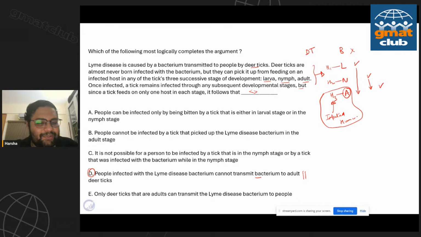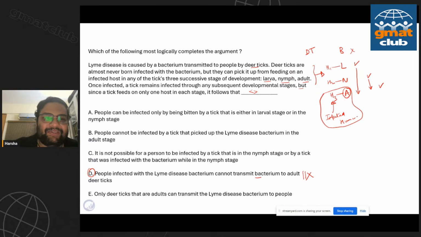After all, a human host is possible, right? That's how the disease gets transferred to humans also, when a deer tick infects the human. And therefore, choice D is not really necessarily true. It doesn't follow from the passage. I don't know if it's the reality, but I cannot say that it is not possible. And therefore, D is a bit of a red flag.